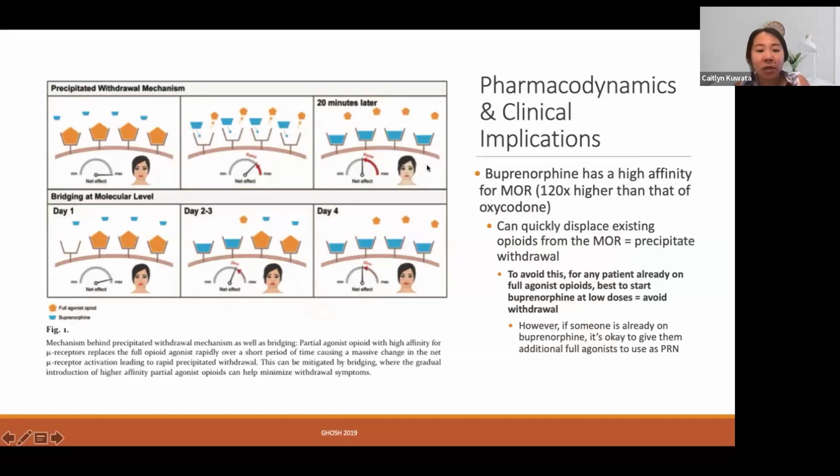So a little bit later in this talk, we'll walk through an alternative way to give buprenorphine, which is considered low dose protocols, or gradual providing of buprenorphine to the receptors. So over time, they slowly take over the receptors, and so you don't get a precipitated withdrawal.